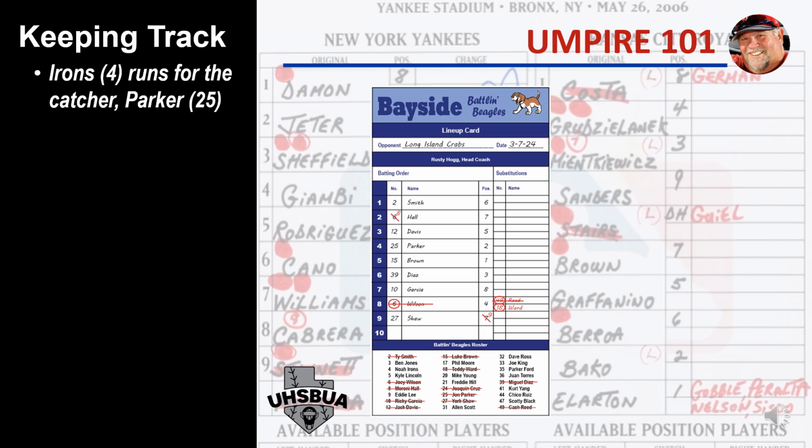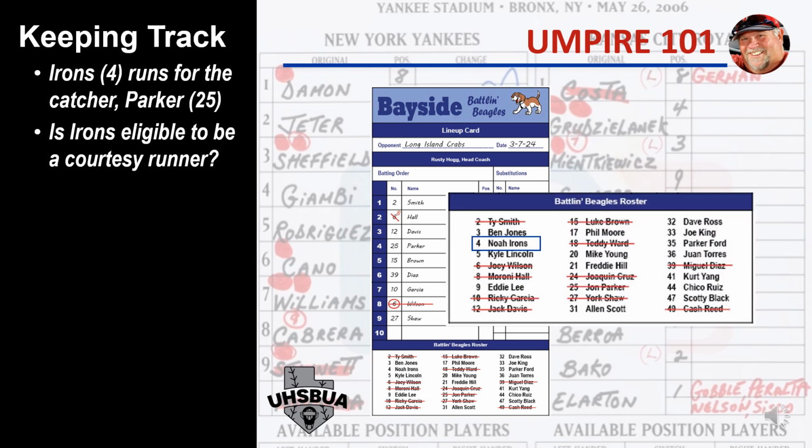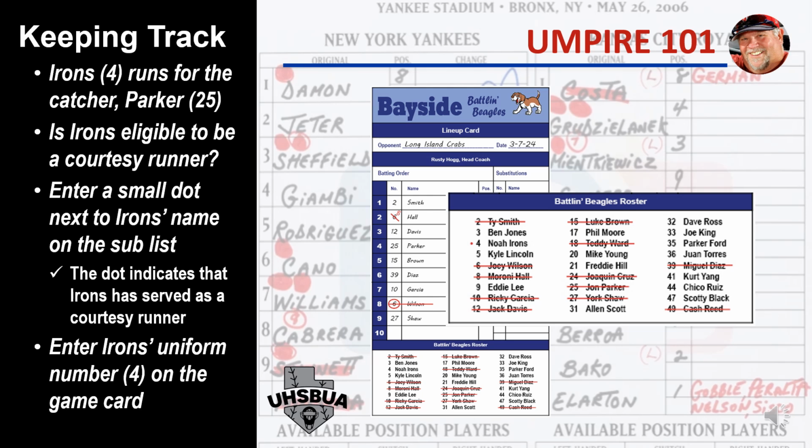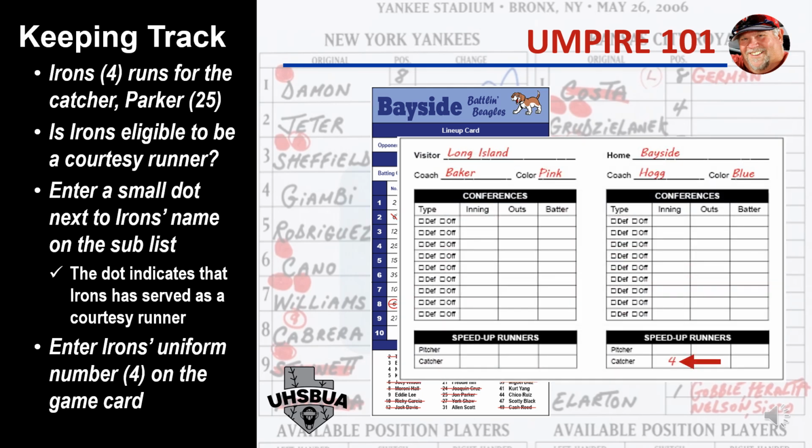The first thing we must do is confirm that Irons is eligible to enter as a courtesy runner. The roster reflects that he is an eligible sub. We enter a small dot next to his name to indicate that Irons has now served as a courtesy runner. Next, on the Beagles side of the game card, we enter Irons' uniform number 4 as a courtesy runner for the catcher. This is important because Irons is ineligible to serve as a courtesy runner for both pitcher and catcher.